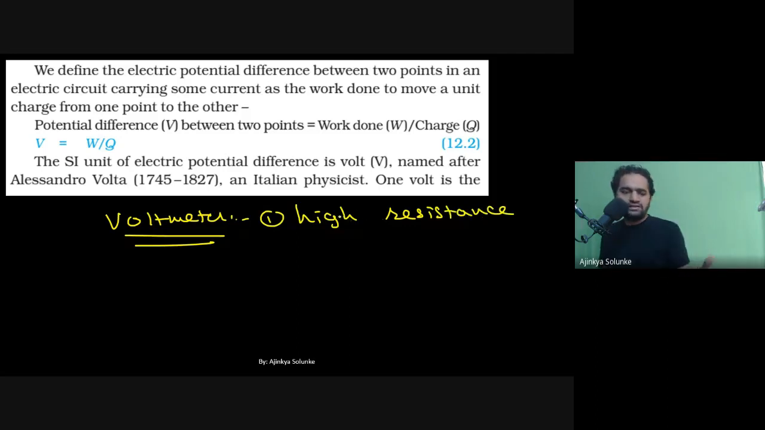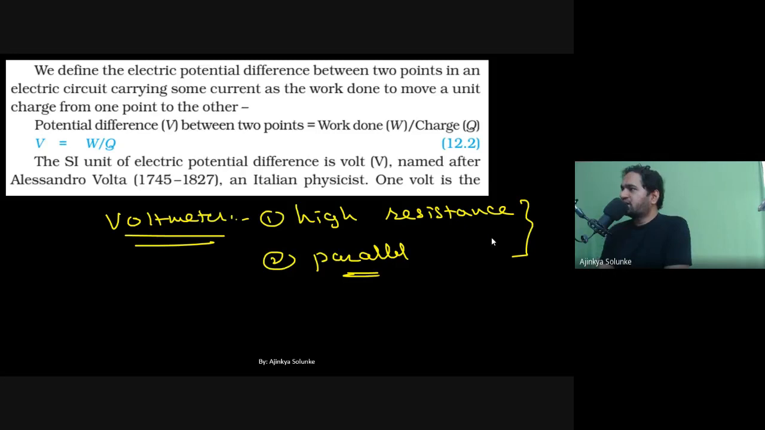Do not try to understand it yet. We will see why it has high resistance later, when we study series and parallel circuits. So it has high resistance and it is always connected in parallel. There are two points about the voltmeter: first, it has high resistance, and second, it is always connected in parallel in the circuit. But right now we are not going to see the explanation. We'll see it in later periods.